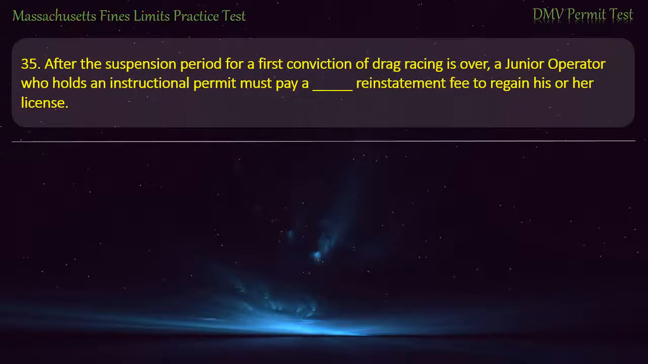Question 35. After the suspension period for a first conviction of drag racing is over, a junior operator who holds an instructional permit must pay a reinstatement fee of to regain his or her license. $100, $750, $500, $250. Answer: $500.